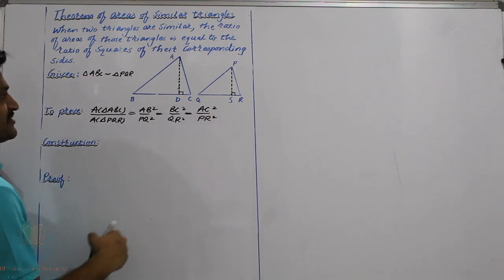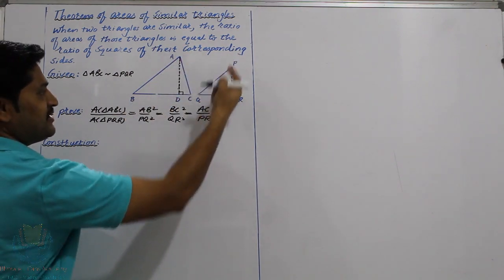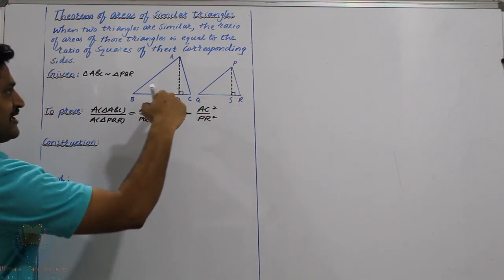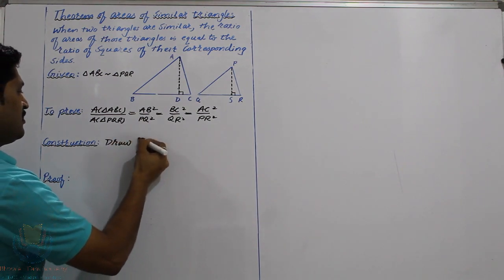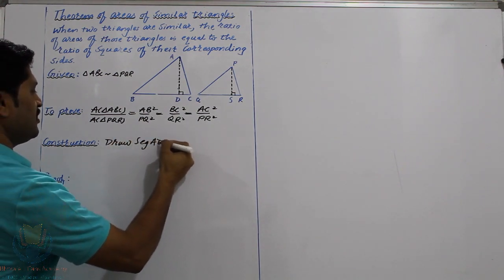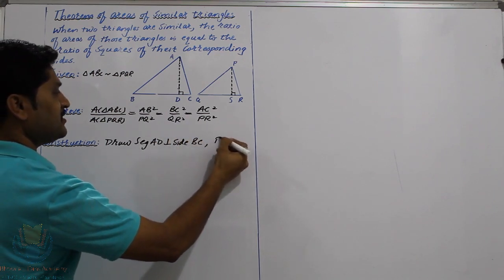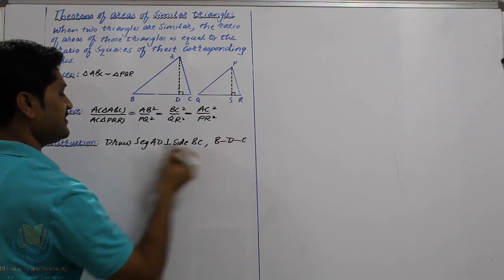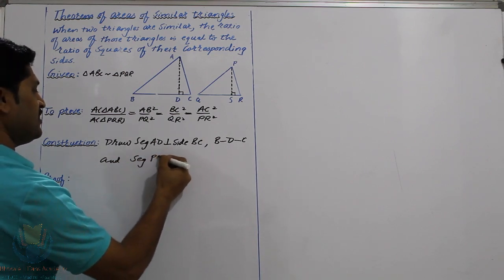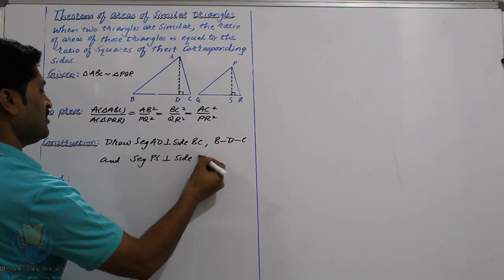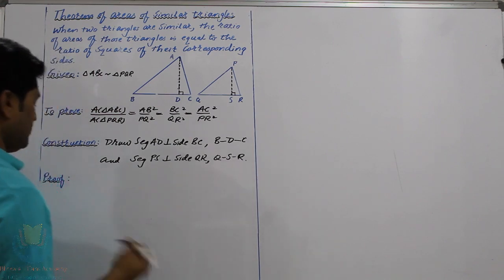So we have to do some construction. We have to draw AD perpendicular to the base BC, and we have to draw PS perpendicular to the base QR. I have already drawn them by dotted segments. So let's write: draw segment AD perpendicular to side BC, with D on BC, and in the second triangle again draw segment PS perpendicular to side QR, with S on QR. So let's start the proof.